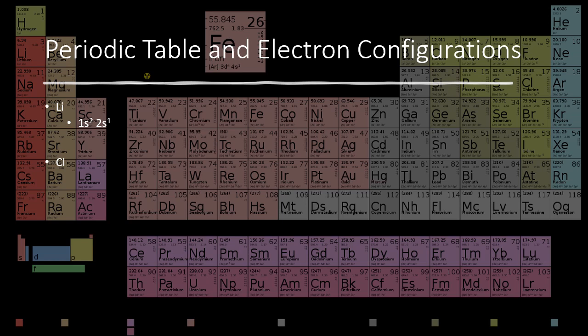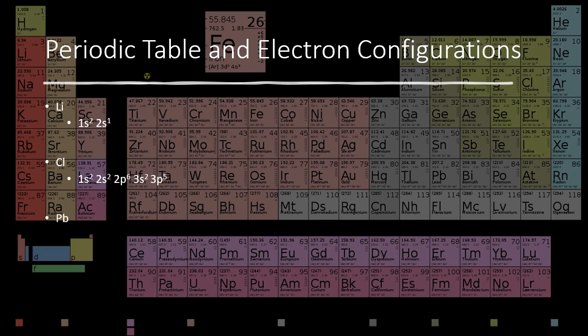What about chlorine? Chlorine's all the way over here. We've got 17 electrons. And so we just start counting. 1s2, 2s2, 1, 2, 3, 4, 5, 6, 2p6, 3s2, 3p, 1, 2, 3, 4, 5. So it'll be 3p5.